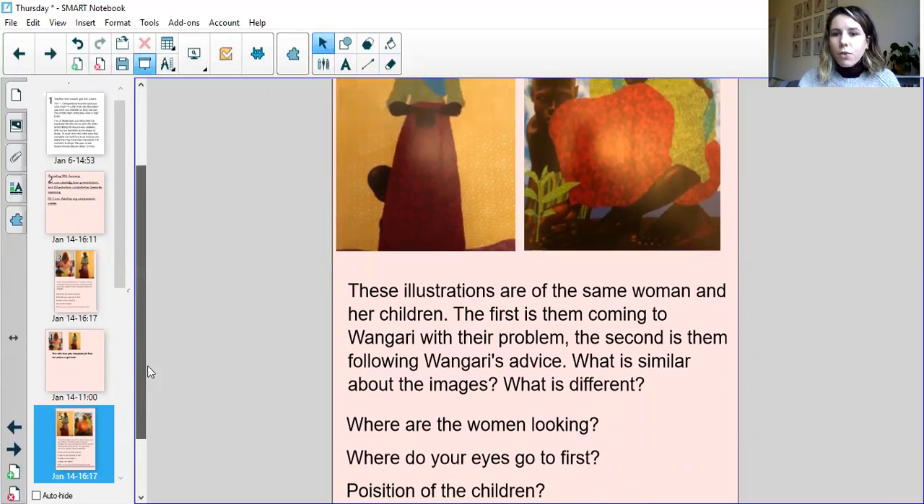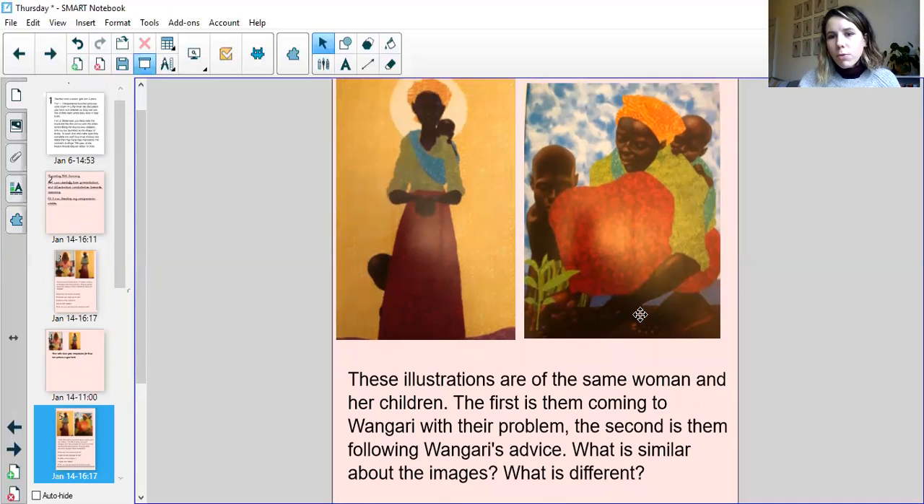Where do your eyes go first? In this second picture, I would probably say that the first thing I'm drawn to is the background, the sky. It's quite different to the other two pictures. It looks like the sky. It doesn't look like any of the African traditional prints that have been used there. I'm also drawn to the plant that she is planting.